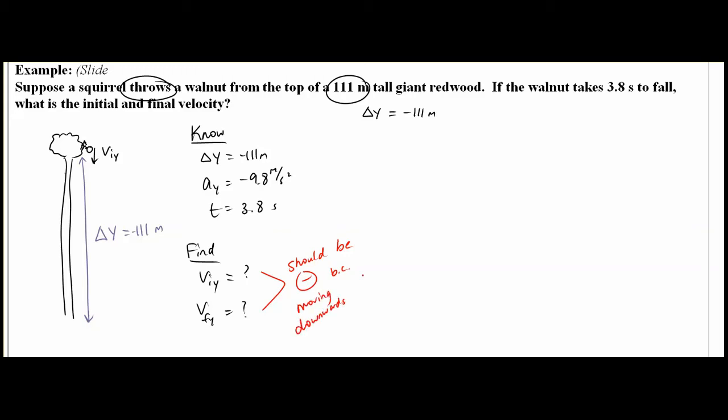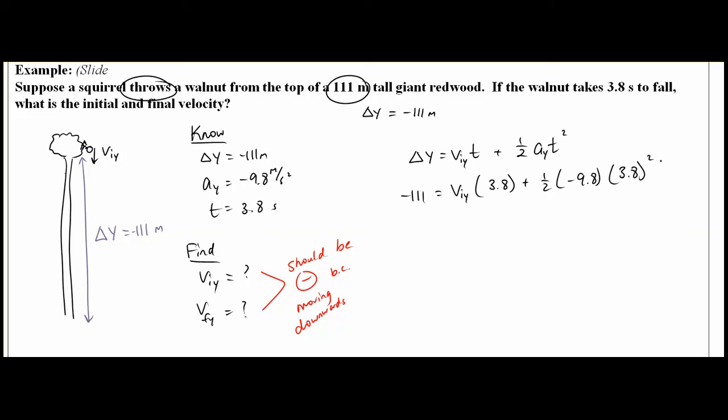Okay, so let's look at what I know. I know delta y, acceleration, and time, and I'm trying to find the initial velocity. So what equation has those three quantities? That would be the second one, delta y is equal to the initial y velocity times time plus 1/2 a_y t squared. So let's plug in what I got. Negative 111 is equal to initial y times 3.8 plus 1/2 times negative 9.8 times 3.8 squared.